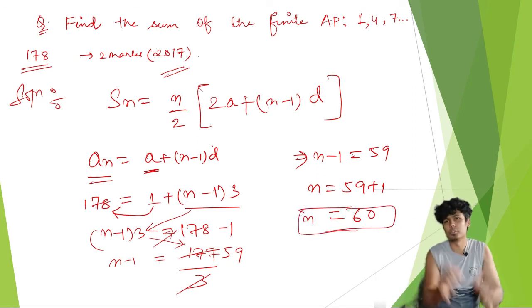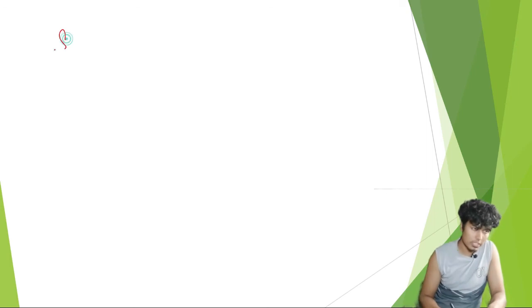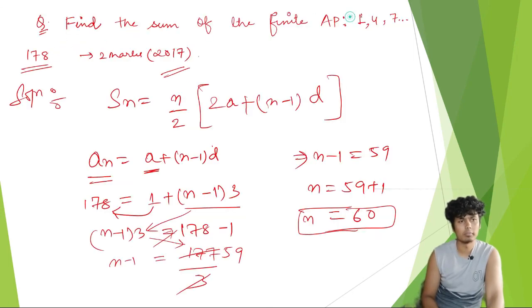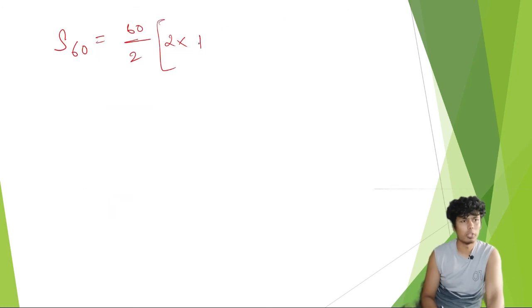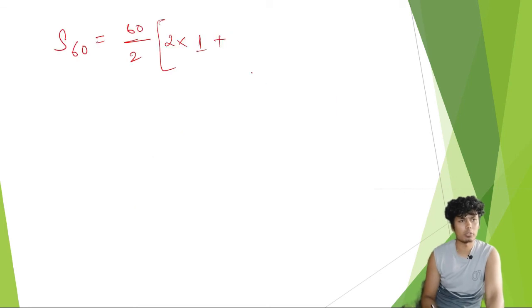N is equal to 60. I hope it is clear to you, not that difficult. Now we have n equal to 60 and we need to find the sum. What is the sum? We need to find Sn, here S60, which is equal to n divided by 2, into 2a, and a here is 1, so 2 into 1 plus (n minus 1)d.